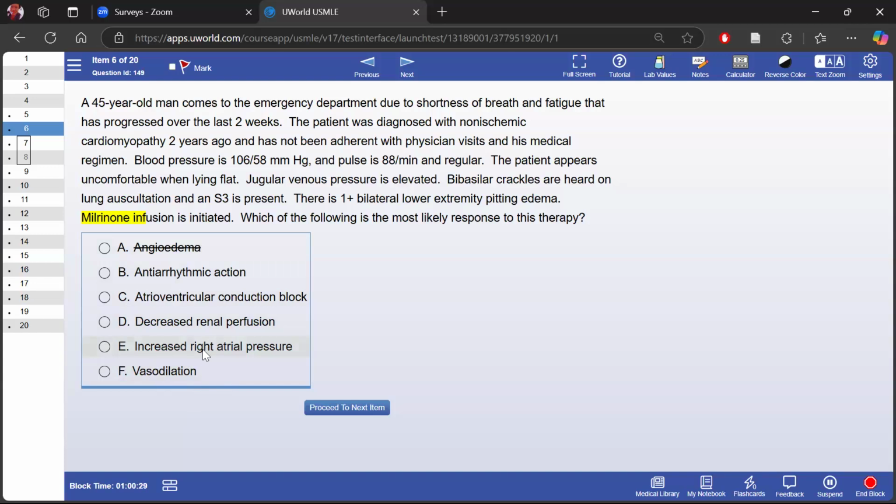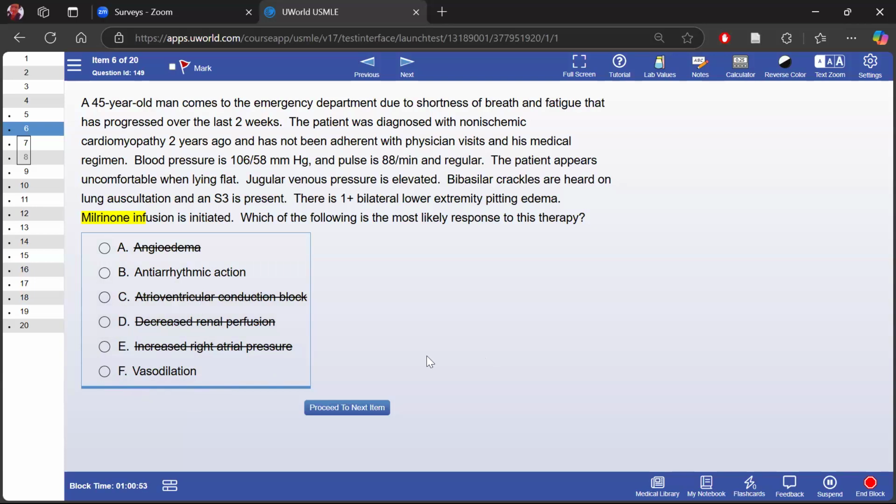E, I will rule out. I don't want to increase pressure in the right heart. That will be more congestion. I don't want to decrease renal perfusion. I want to increase it, because heart failure will already decrease renal perfusion. I actually want to improve that to help the patient. AV block will make things worse. I don't want a medication that will cause that. All right. So B or F can benefit a patient with heart failure.